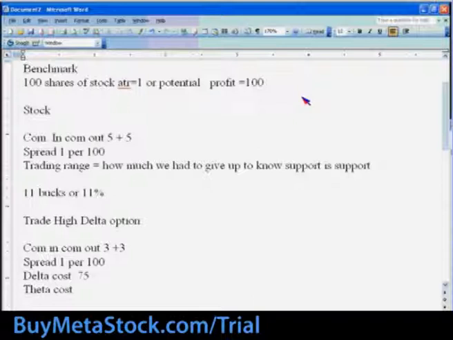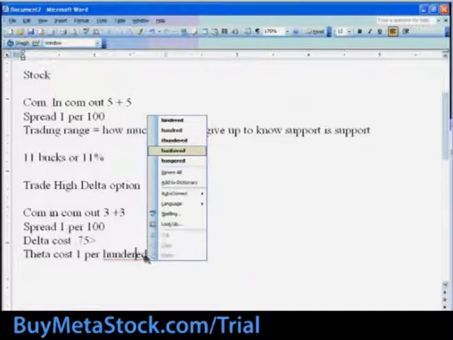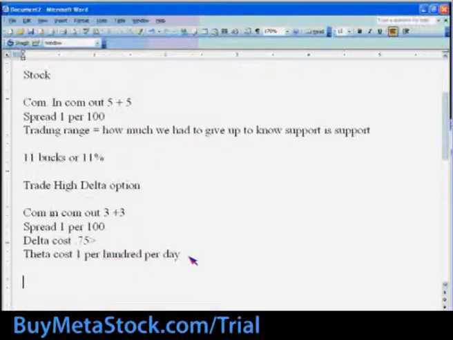Delta cost. If we get an option with a delta of 75 cents or greater, it will act like a stock 75%. So if a stock runs $1, the option will increase 75 cents. Okay? The theta cost is $1 per 100 per day. So the total cost on trading our option, and I know this is a brief overview of options, and I'm going really fast. We're looking at 3 plus 3 is 6, $7, $8. Oh, we forgot the spread. The spread's not $1 in options. It's 25 cents. So 25 plus 6, 31, $32, 32 times 25%.